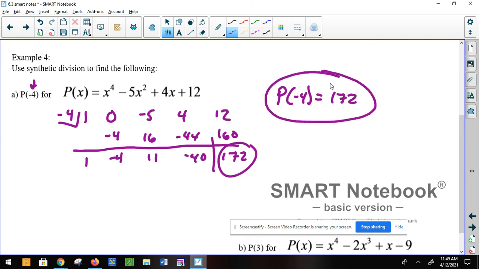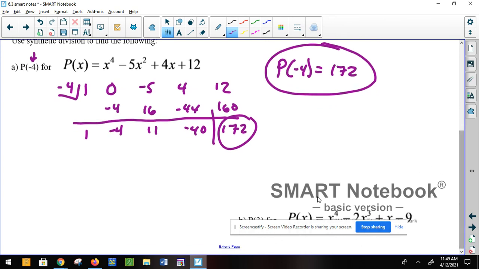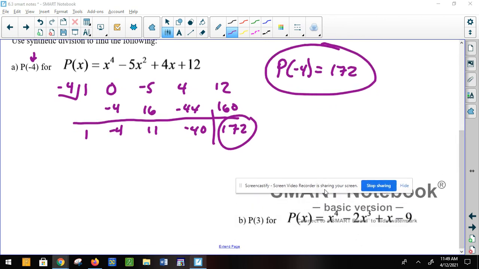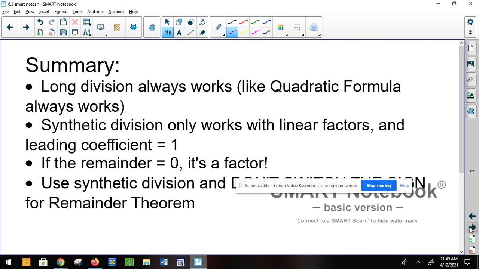On a written test, I would expect you to write out the answer like that. All right, and that's that. I will leave the extra ones here for you to try on your own. Or that last one. Here's a real quick summary.